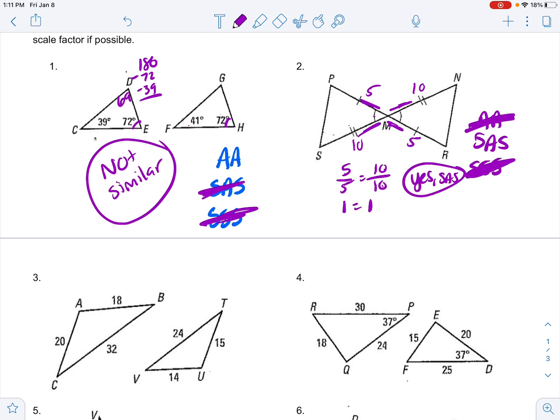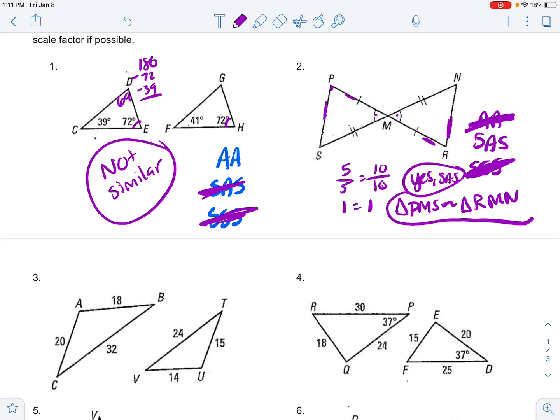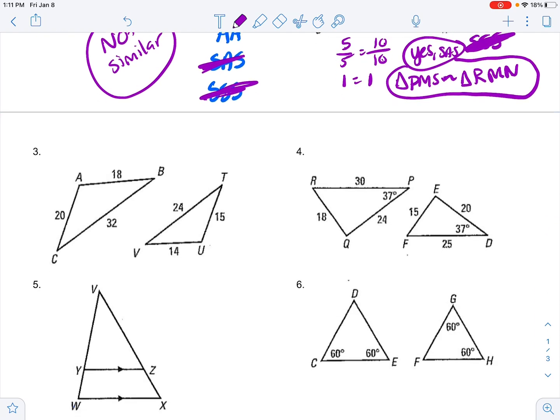So there's part A. Now I need my similarity statement. So triangle PMS is similar to triangle what? I'm going to delete these. All right, so P is here. It's between no marks and 1 mark. So no marks to 1 mark would be R. M is congruent to M, and that leaves N for the last one. I cannot make a scale factor because I don't have the side lengths for any of the sides.